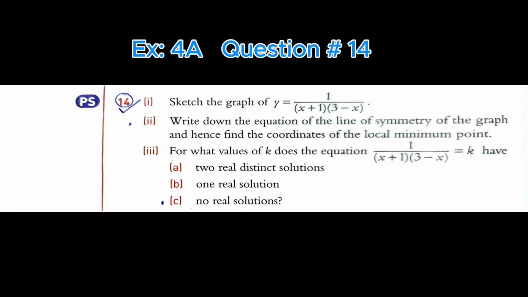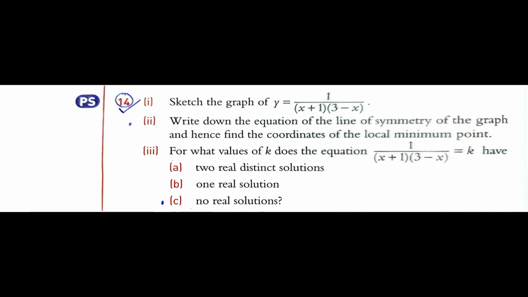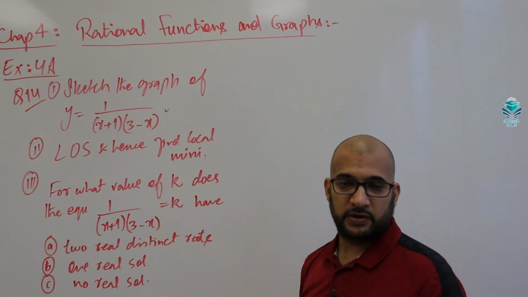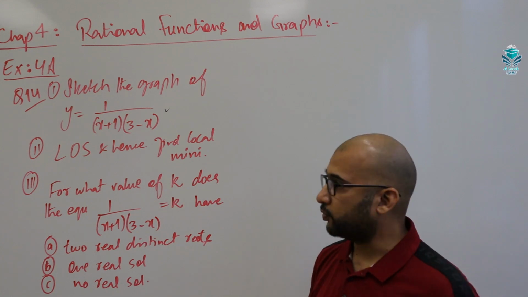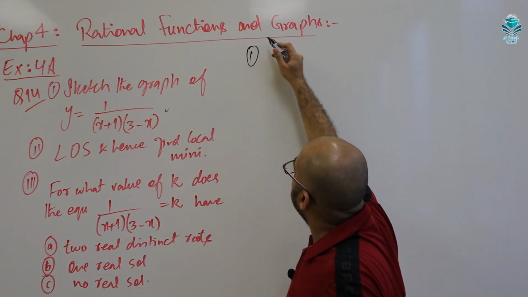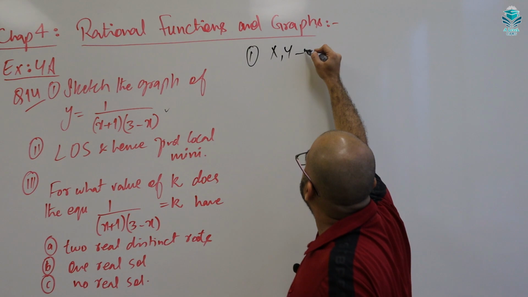Students, in this question we are given a curve and we have to sketch it. As you have seen in my previous lecture, for sketching we need 4 points. Number 1, firstly we will find the x and y intercepts.